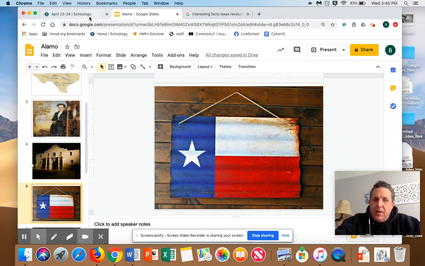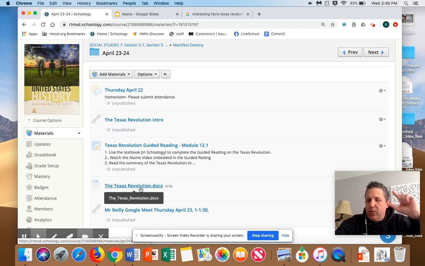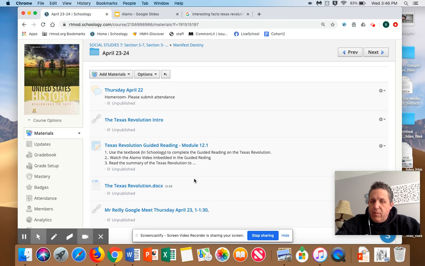As you go to Schoology, guys, you will see here, this is ultimately what you are responsible for, the Texas Revolution guided reading. There's also a short video of the Alamo embedded in the guided reading. And here we also have a document that summarizes the Texas Revolution. It breaks it down into the different segments.